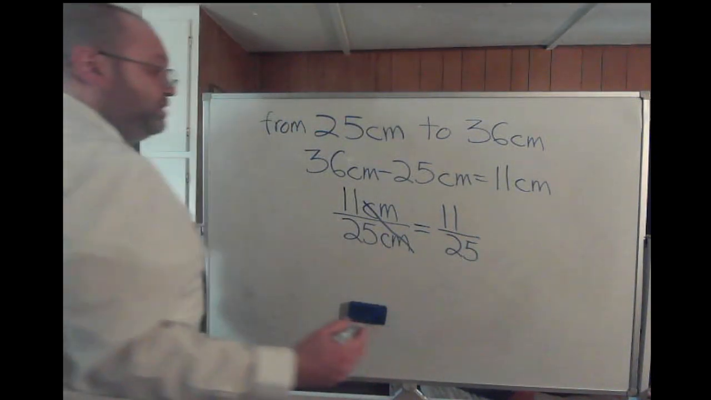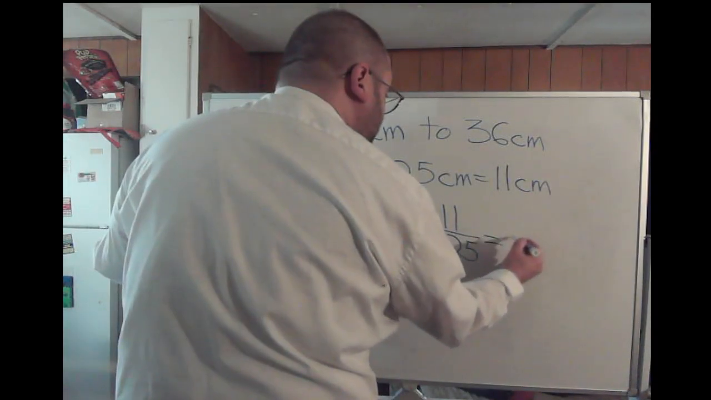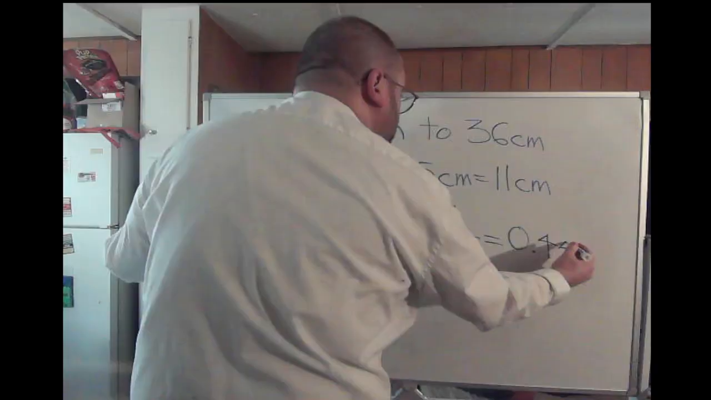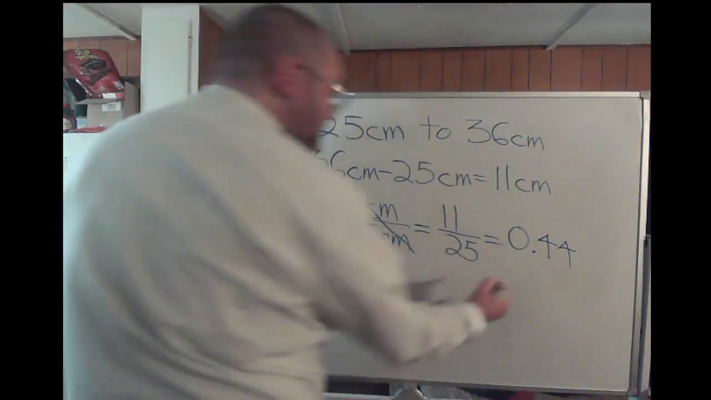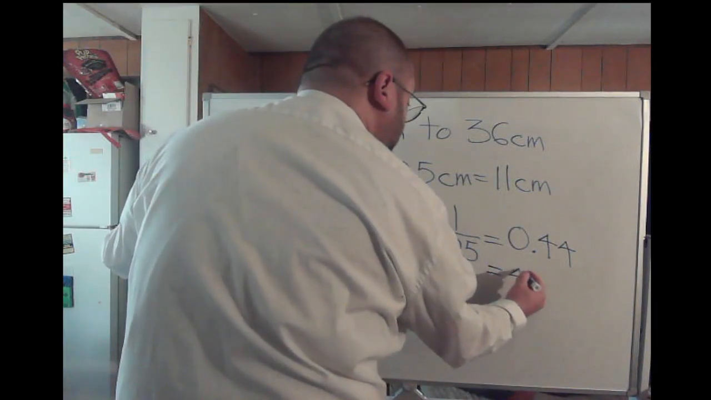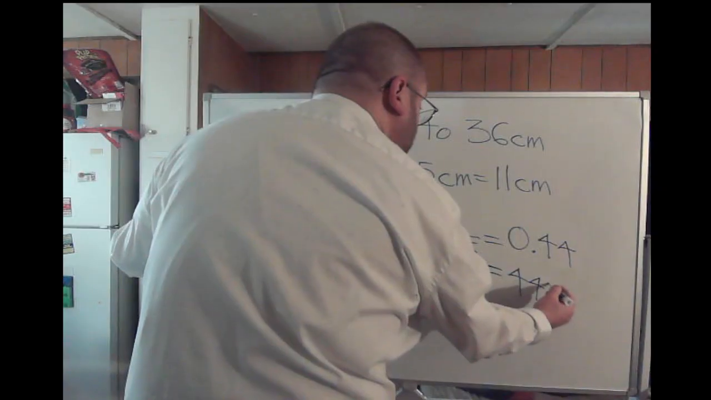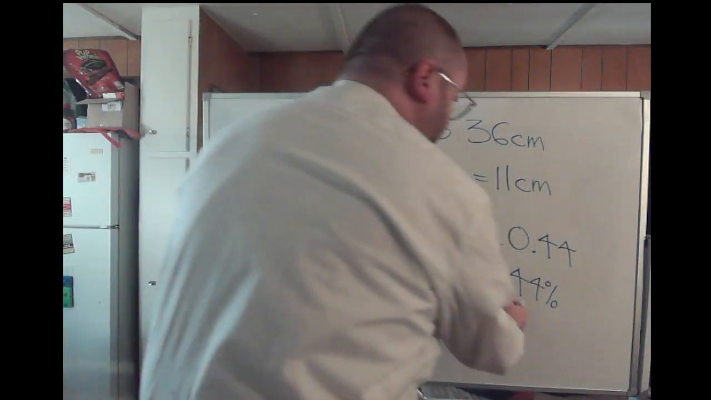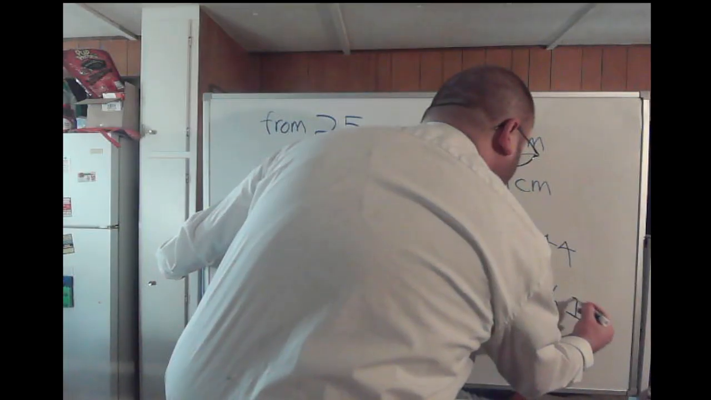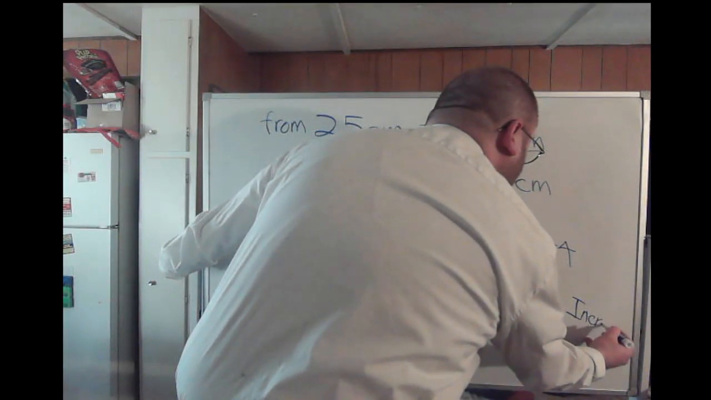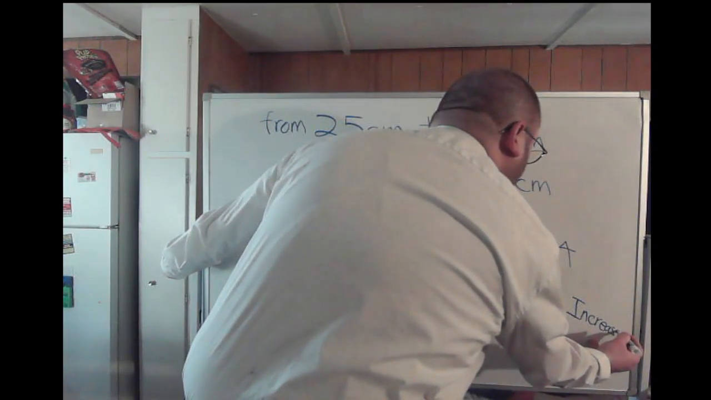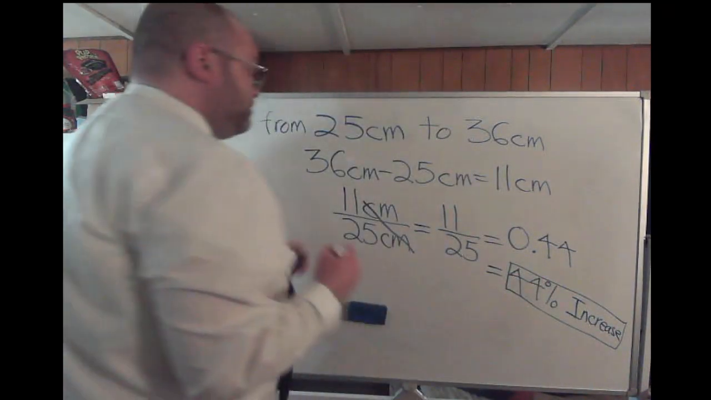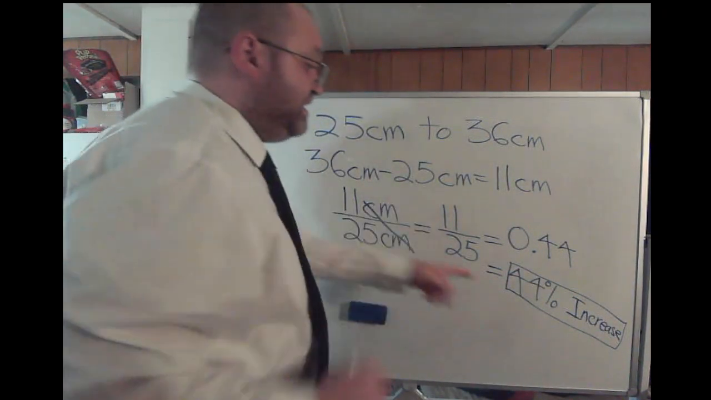which we know as a decimal is equal to 0.44. That 0.44 as a decimal means that's 44%. So what you have is a change of 44%. You have a 44% increase from 25 centimeters to 36 centimeters.